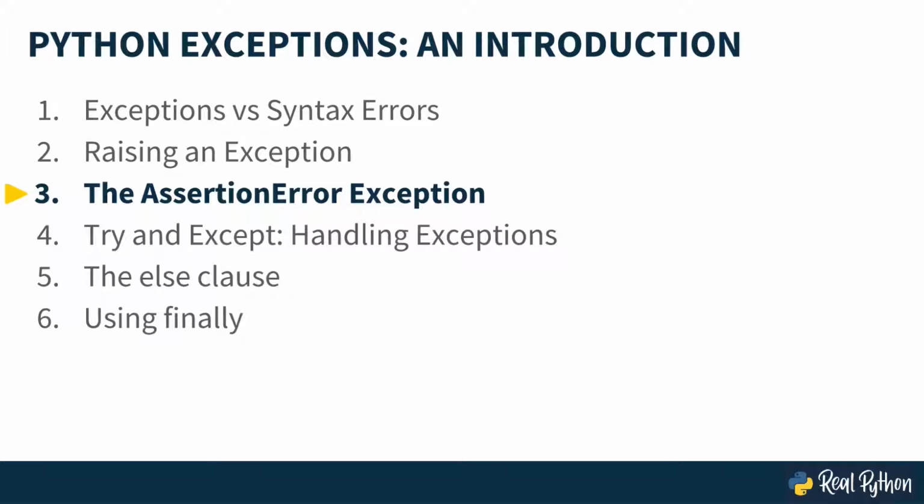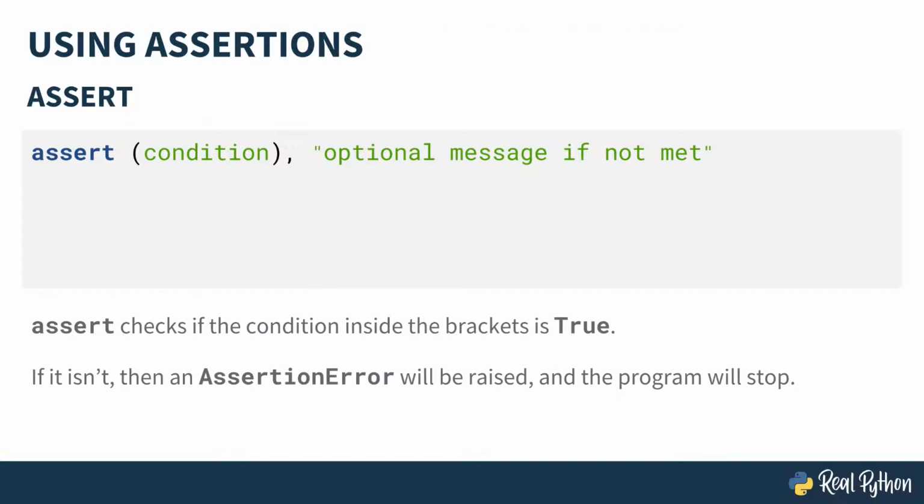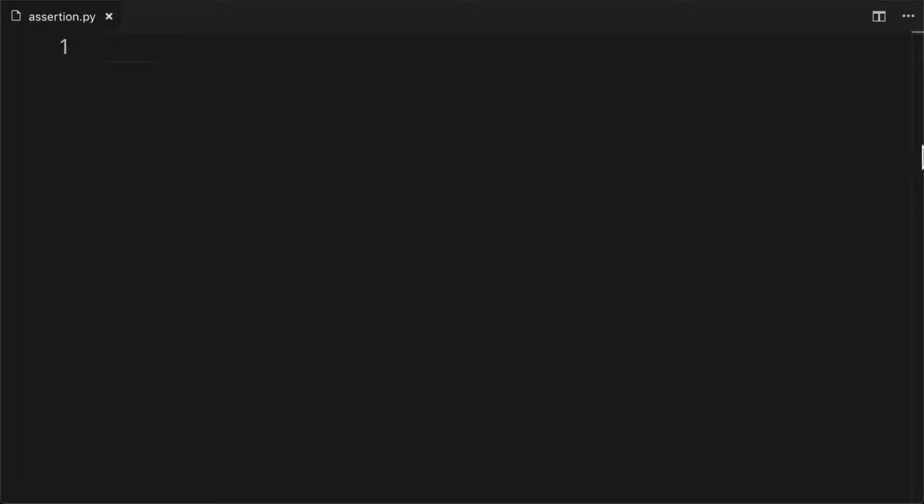Next, you'll look at the assertion error exception. The assert statement checks to see if the condition in the brackets is true. If it isn't, then an assertion error will be raised and the program will stop. Note that it's possible to put an optional message after the assert statement which will be printed out alongside the assertion error. So instead of waiting for a program to crash, you can start by making an assertion.